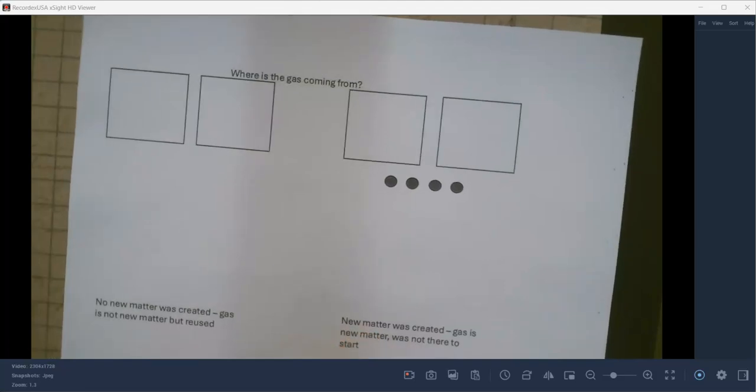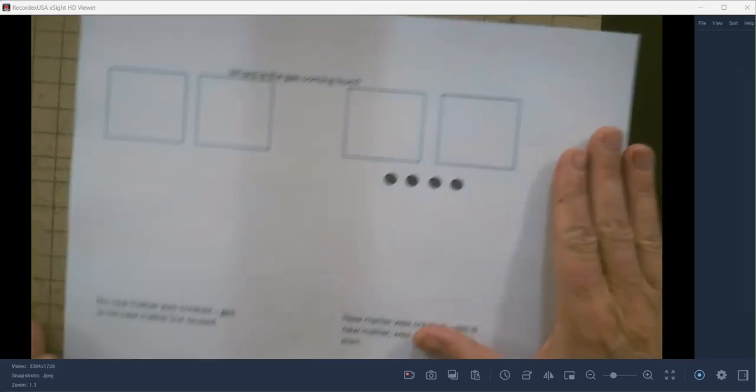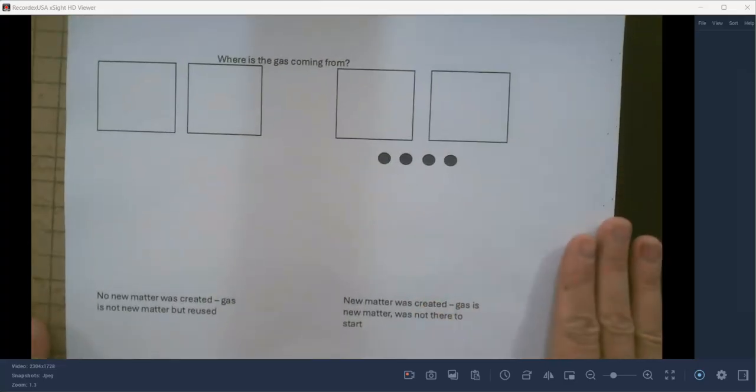All right, I just wanted to show you what we did in class today, and hopefully this will help you understand. So we're trying to figure out where gas is coming from in the bath bomb and water. And there's really two different claims. No new matter was created, but the matter was reused, or new matter was created.